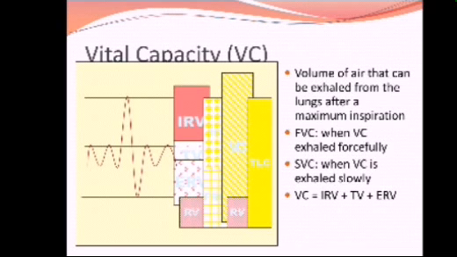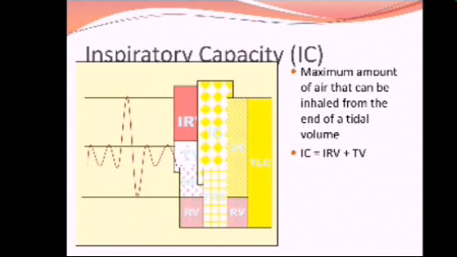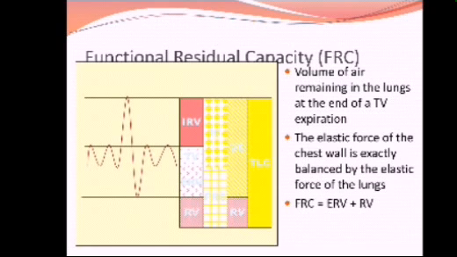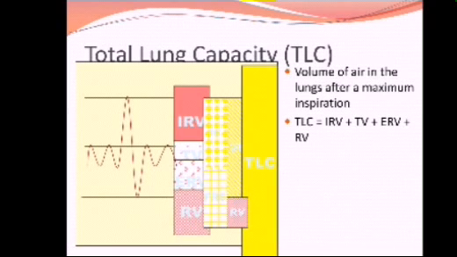Then we can see the inspiratory capacity. It is the amount of air that can be inhaled from the end of the tidal volume. There you can see the inspiratory capacity. Now see, the functional residual capacity is the remaining air in the lungs at the end of the tidal volume expiration. Here is the functional residual capacity. Then we see the total lung capacity, the volume of air in the lungs after a maximum inspiration. This yellow circle is the total lung capacity.